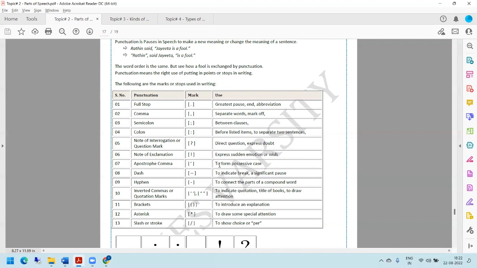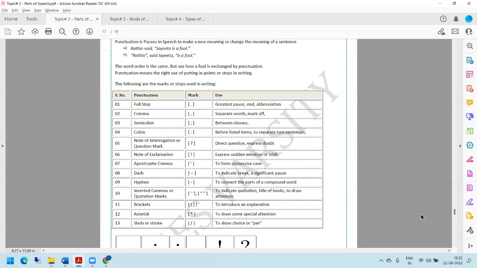Apostrophe comma to form possessive case. Dash to indicate a break, a significant pause. Hyphen to connect the parts of a compound word, right? Inverted commas or quotation marks. So here single quotation mark and here double quotation mark, to indicate quotation, titles of books, to draw attention.